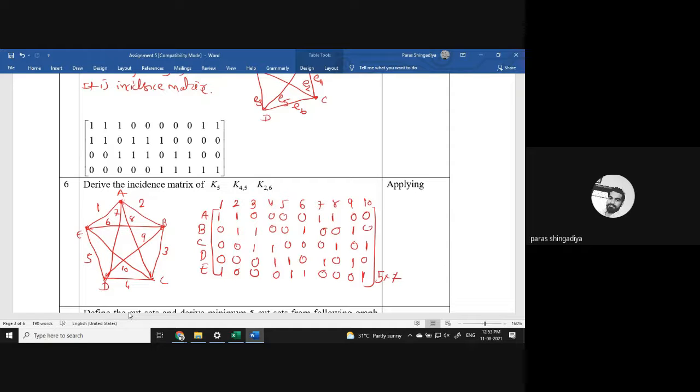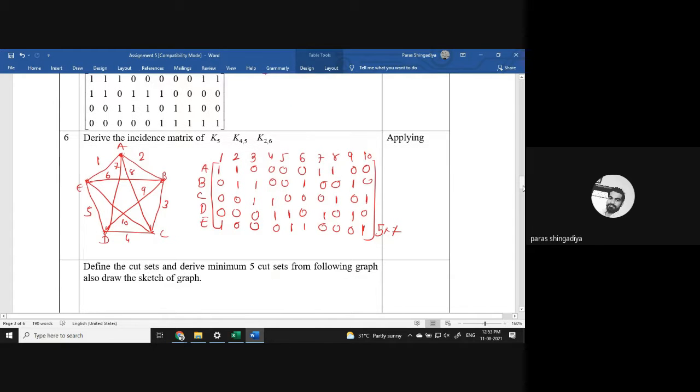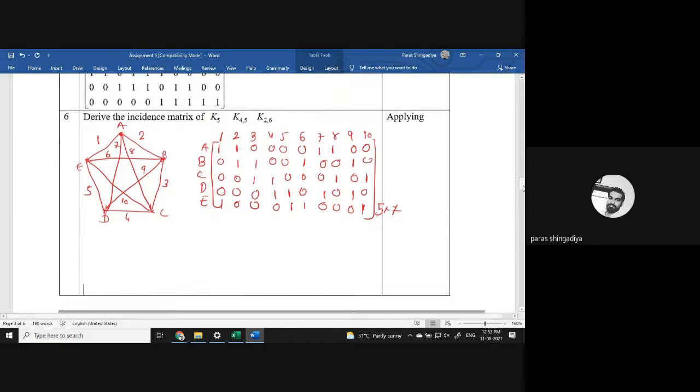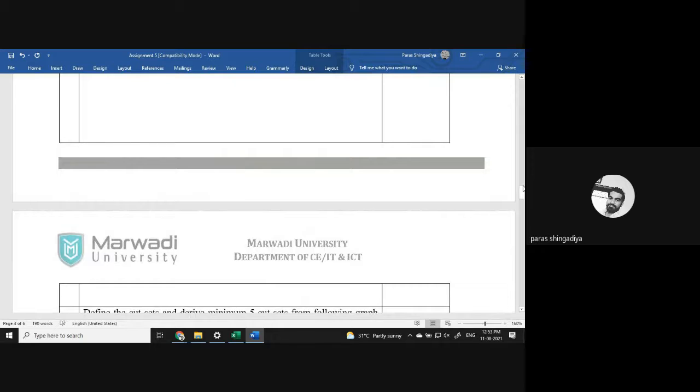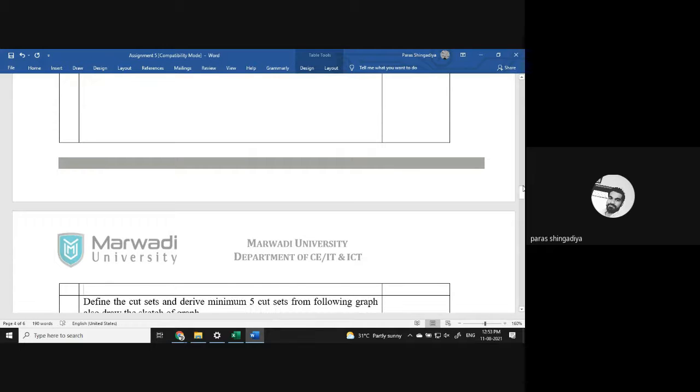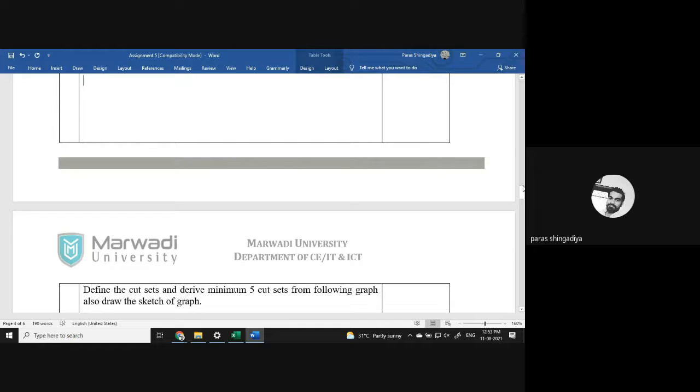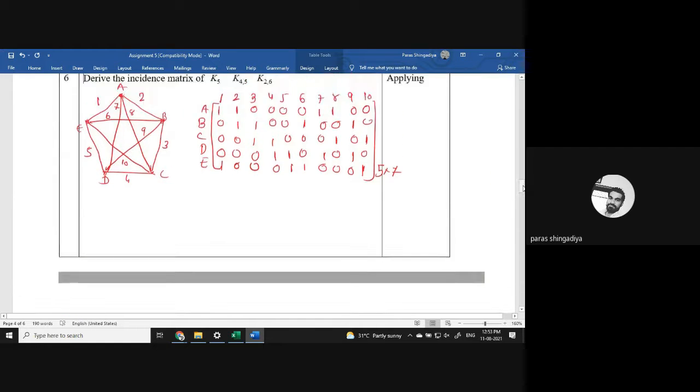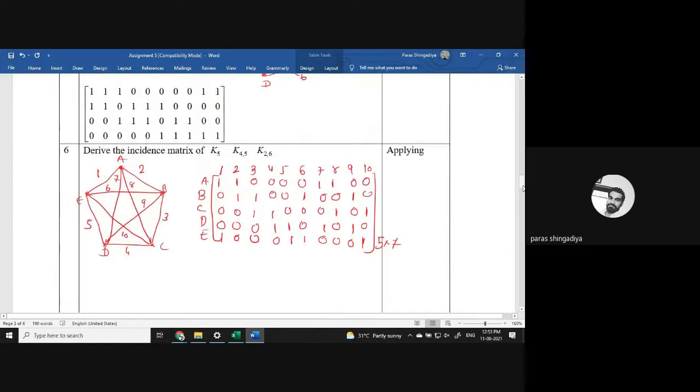Okay. And then after the complete bipartite example, there are two more. Second is K26 and K45. So let's do it for K26, and K45 is for your practice.